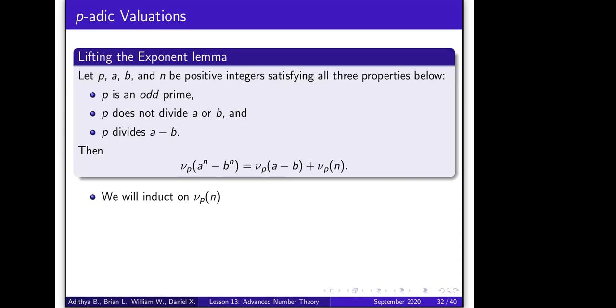So the proof actually will consist of 2 steps. In the first step, we want to verify the lemma when v_p of n is 0. So that is when n is not divisible by p. And for the second step, we're going to verify that if the lemma works for n, then it works for p times n. And with this logic, we can build up the lifting the exponent lemma for all positive integers.